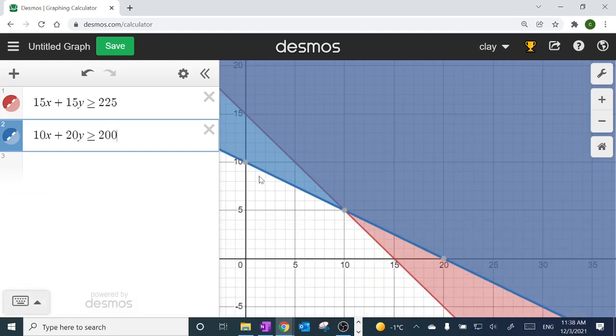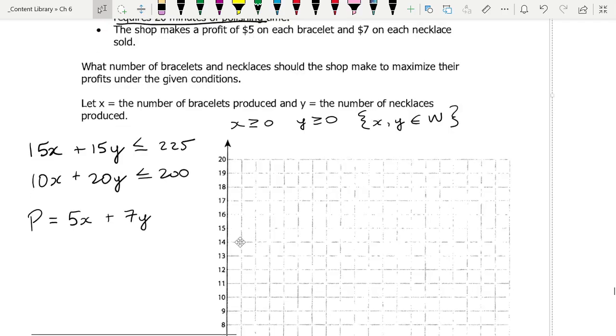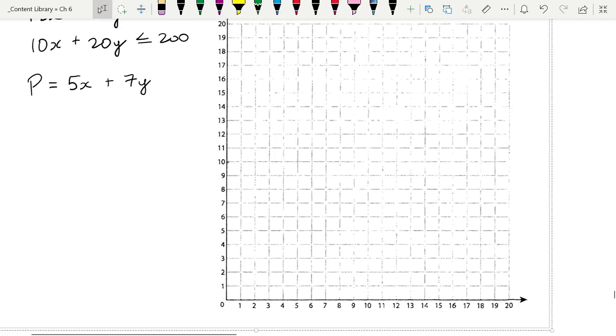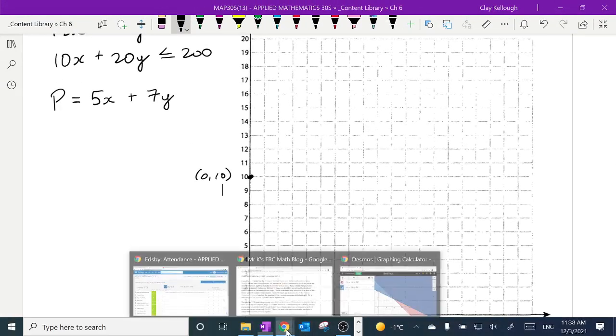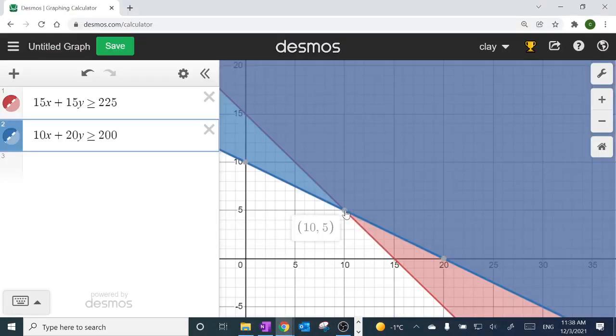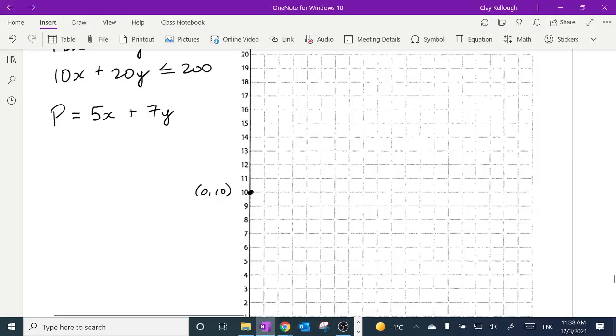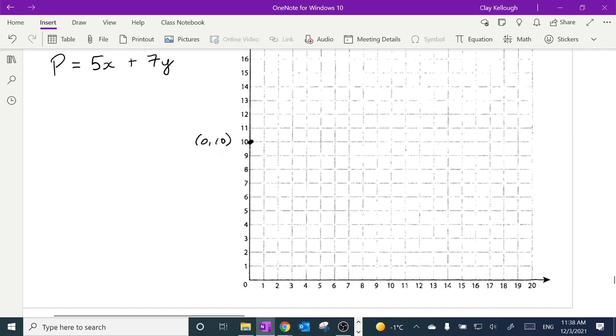And there it is. The white zone inside the X and Y axis is my answer. So I'm going to graph that answer on the grid provided. That point there is (0, 10), so I'm going to go to my grid and put down (0, 10). I'm going to go back to Desmos, and this point here is (10, 5). So I'm going to go back to Desmos and go 10 over, 1, 2, 3, 4, 5.